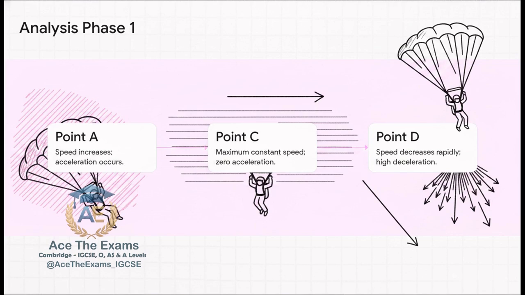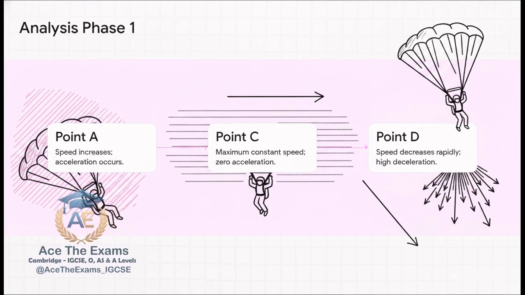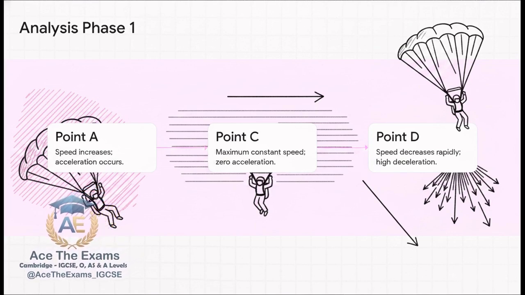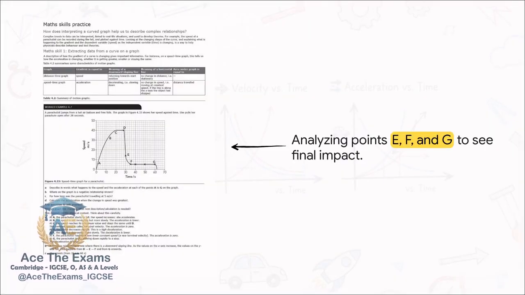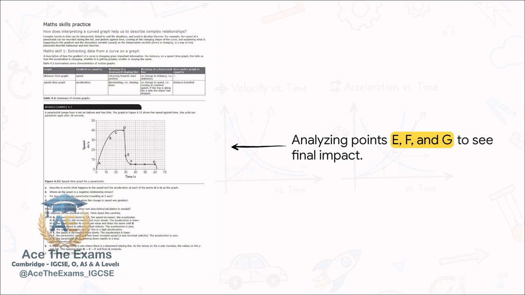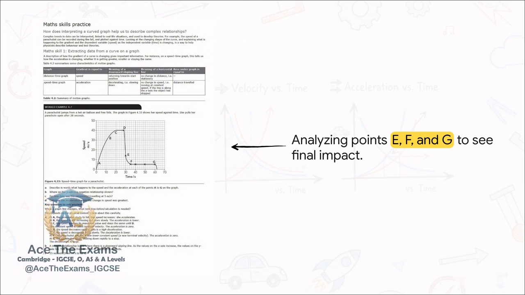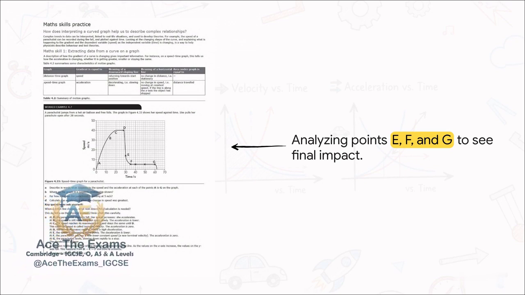But right at point D, she pulls her parachute. That sudden, steep downward slope represents an immediate super high deceleration. Now watch what happens next. At point E, the curve flattens out slightly. The speed is still decreasing, sure, but the deceleration is lower now.